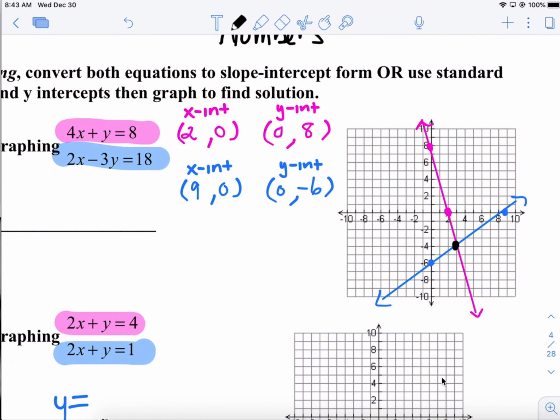So we're going to use this guy, 3, -4. If you need to write down any of that, go ahead and do it now. We're moving to the next one.